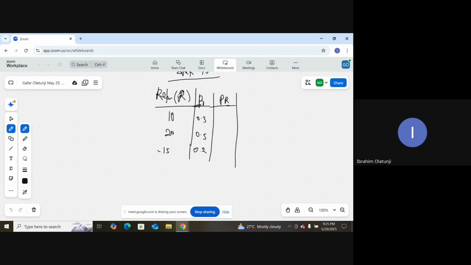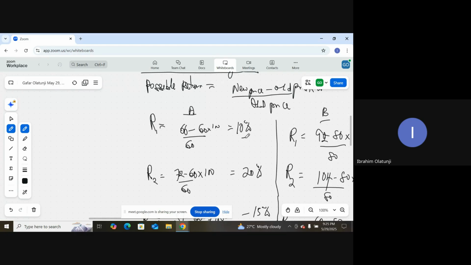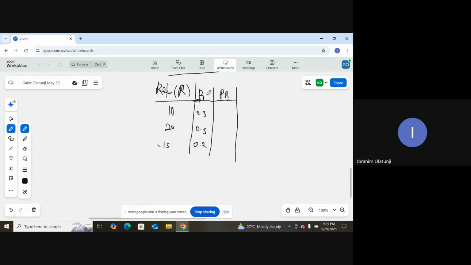So we bring all the returns that we calculated here for stock A, like this, 10%, 20%, and minus 15%. Then the probability in the question, they are giving us 30%. 30% means 0.3, 50% means 0.5, and 20% means 0.2. And I said when you total all the probabilities together, it must give you 1. 0.3, 0.5, 0.2 must give you 1. Then how do you get your PR? PR means R times probability.